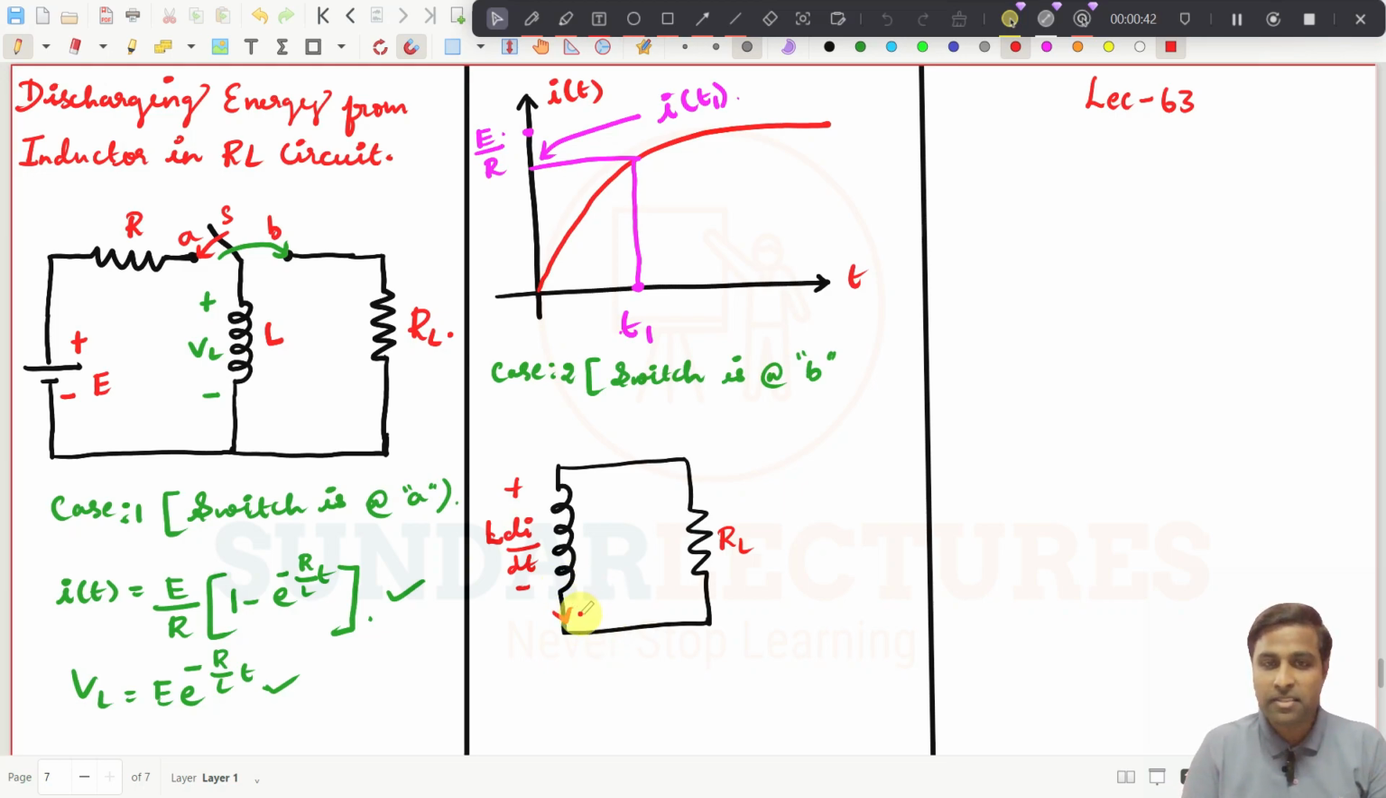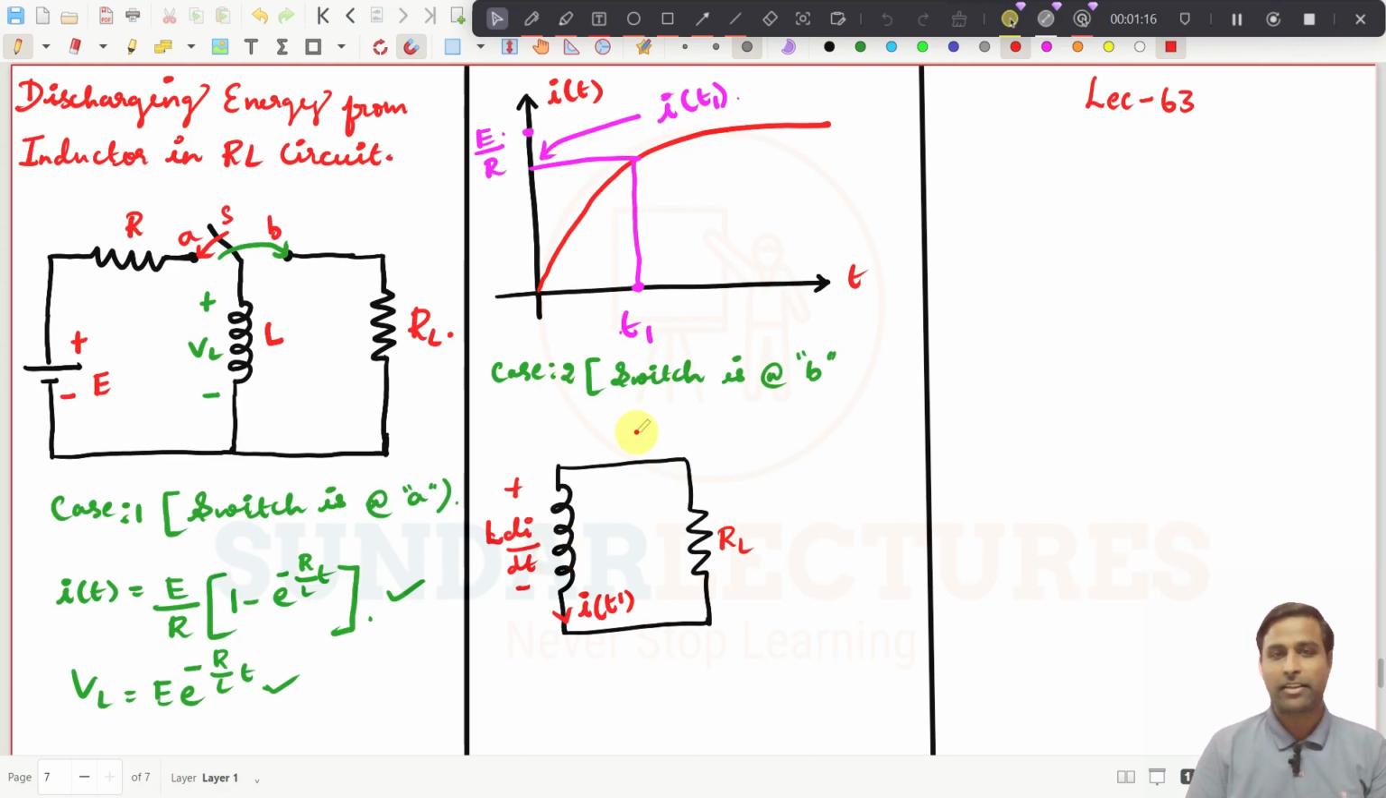Now you see, this current is already flowing in this direction. I am taking this current as I of t dash to differentiate, because this is now connected differently. When the switch is connected to A, the current is I of t, as we have taken. But now I am going to take it as I of t dash. When we have closed this switch at t equal to t1, at this particular instant, I have just connected this switch to B.